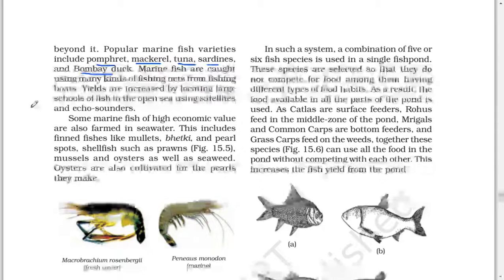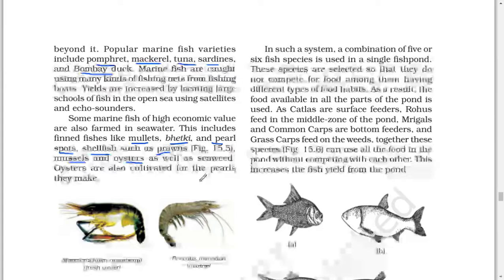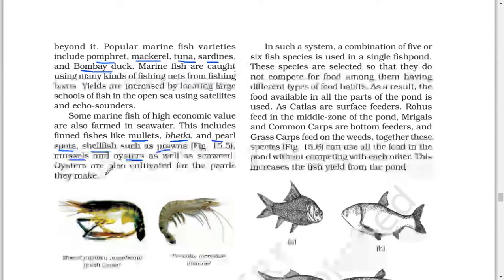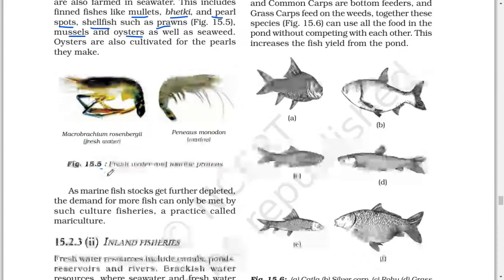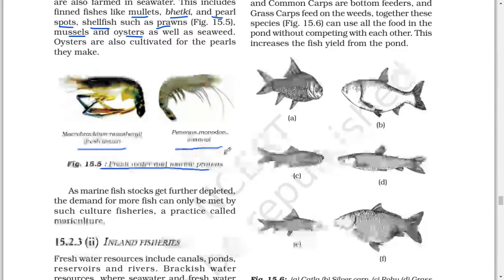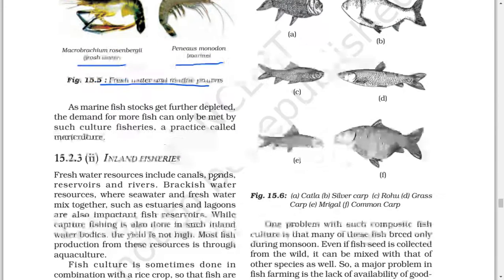This includes fine fishes like mullet, vetki, and pearl spot, shellfish such as prawns, mussels, and oyster as well as seaweed. Oysters are also cultivated for the pearls. They include freshwater and marine prawns, Macrobrachium rosenbergii in freshwater, and Penaeus monodon in marine. As marine fish stocks get further depleted, the demand for more fish can only be met by such culture fisheries, a practice called mariculture.